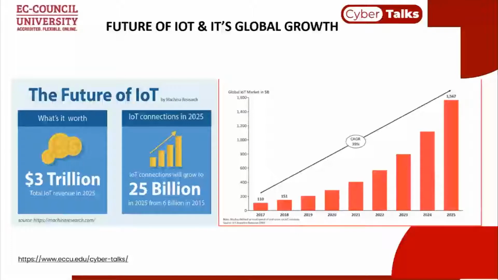All right, the future of IoT and its global growth. The future of IoT looks really phenomenal. There's a study done by Machina Research. They're expecting that IoT revenue by 2025 is going to be 3 trillion. So this really speaks a lot. 3 trillion is a big number. And if you talk about the number of devices connecting to IoT, we're expecting 25 billion by 2025. So in the next 5 years from now, we are expecting 25 billion IoT devices worldwide. That's going to be a huge number. And imagine the kind of complexity and challenges that it will bring to the entire world.